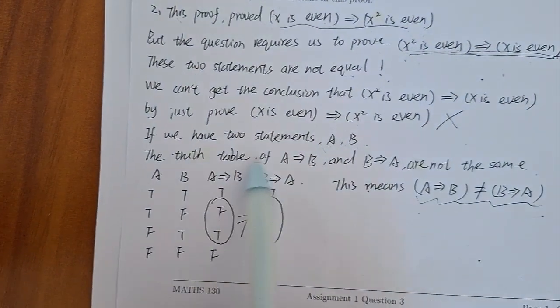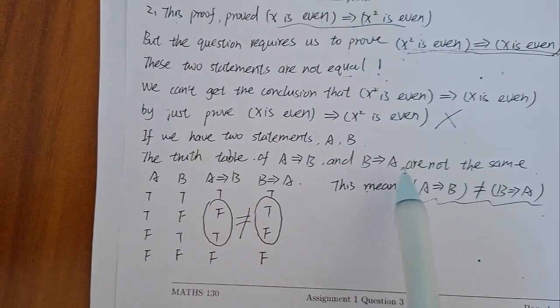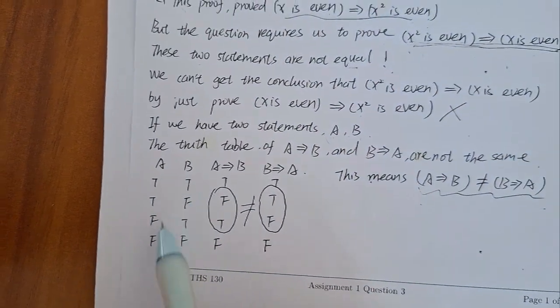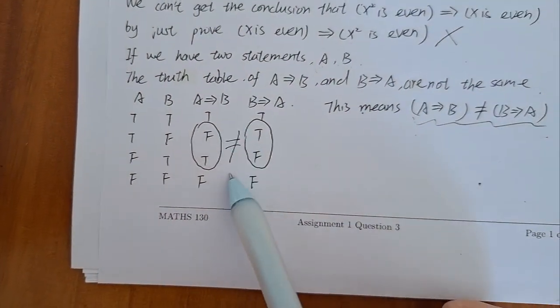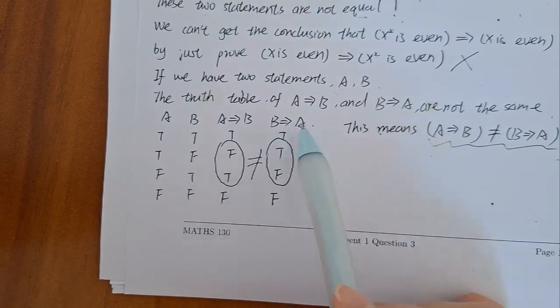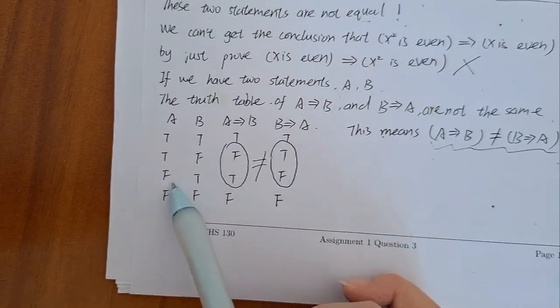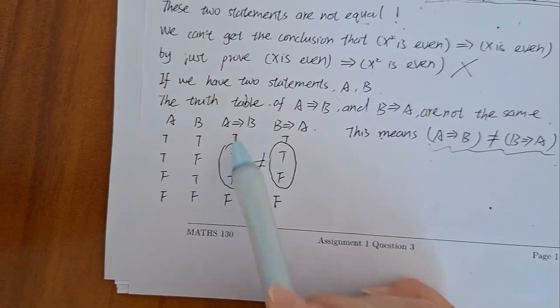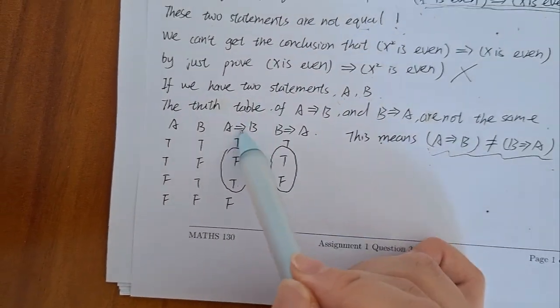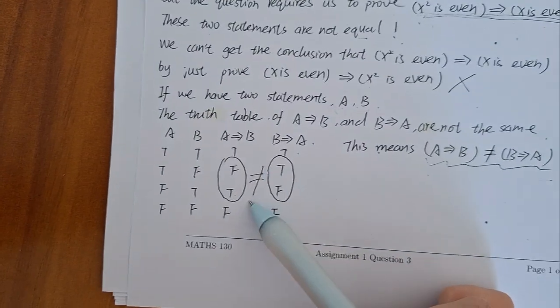And the truth table of a implies b and b implies a. Actually, they are not the same, because we can see the truth table here. When a is true, b is false, a implies b is false, but b implies a is true. When a is false, b is true, a implies b is true, but b implies a is false, which means these two statements, they are not equal.